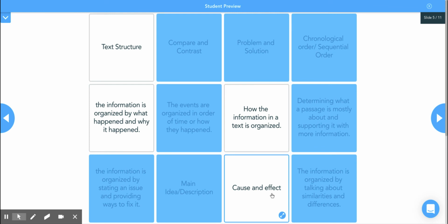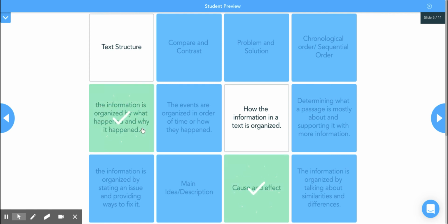So the example I always use in my class for cause and effect is if you go outside and it's raining and you don't have an umbrella, what's going to happen? Well, the effect of that is you're going to get wet. So if you go outside with an umbrella, you're not going to get wet. So it depends on how you word it, whether it's cause and effect or problem and solution. So we have our cause and effect. The information is organized by what happened and why it happened.